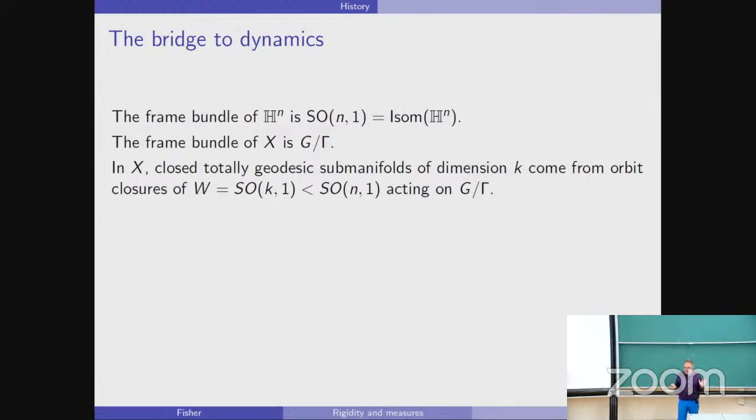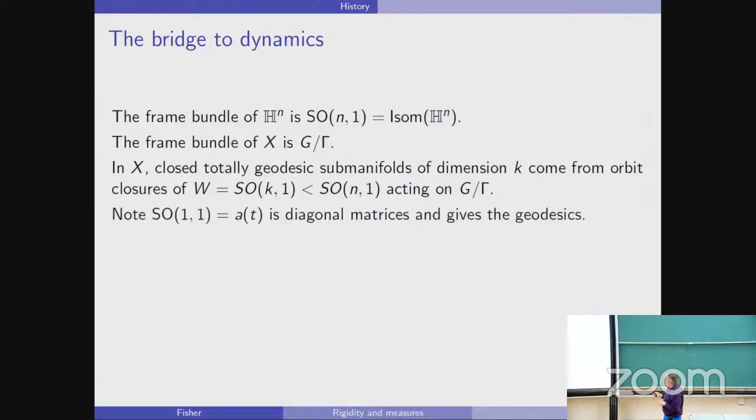This really is exactly the same thing. Writing down a complete and correct proof of this is a little tedious and annoying, but it's geometrically obvious. And the one thing to notice is that this group SO(1,1) is just the diagonal matrices, and it gives the geodesics. So the action of SO(n,1) on this space G mod gamma is the geodesic flow, familiar to many people, and we're just looking at higher dimensional generalizations of the geodesic flow.